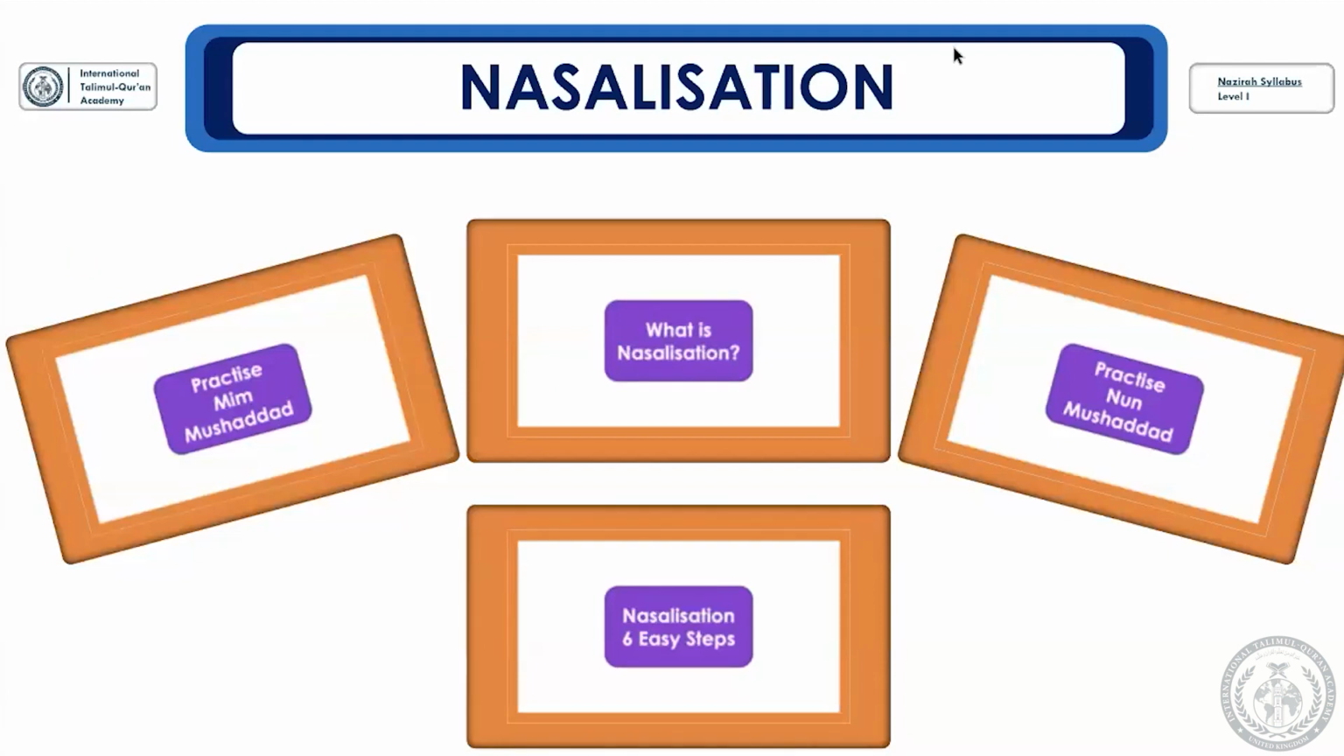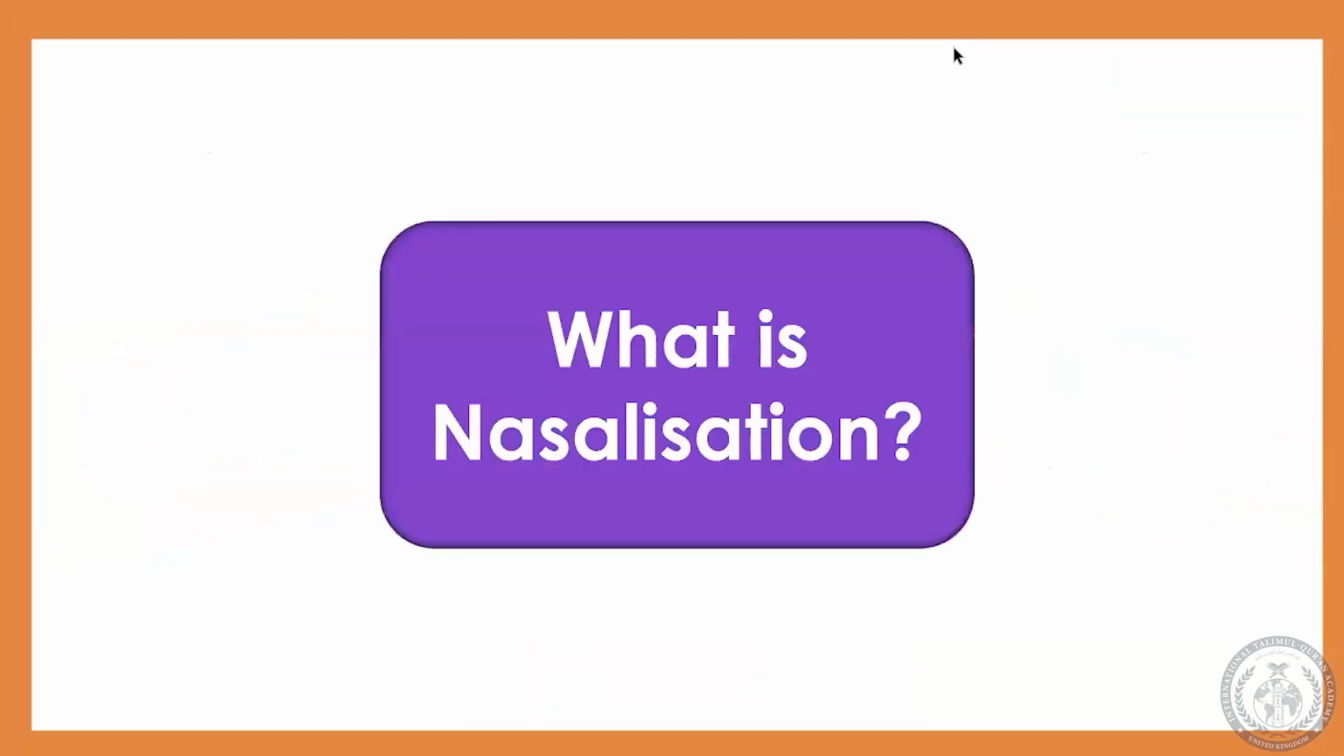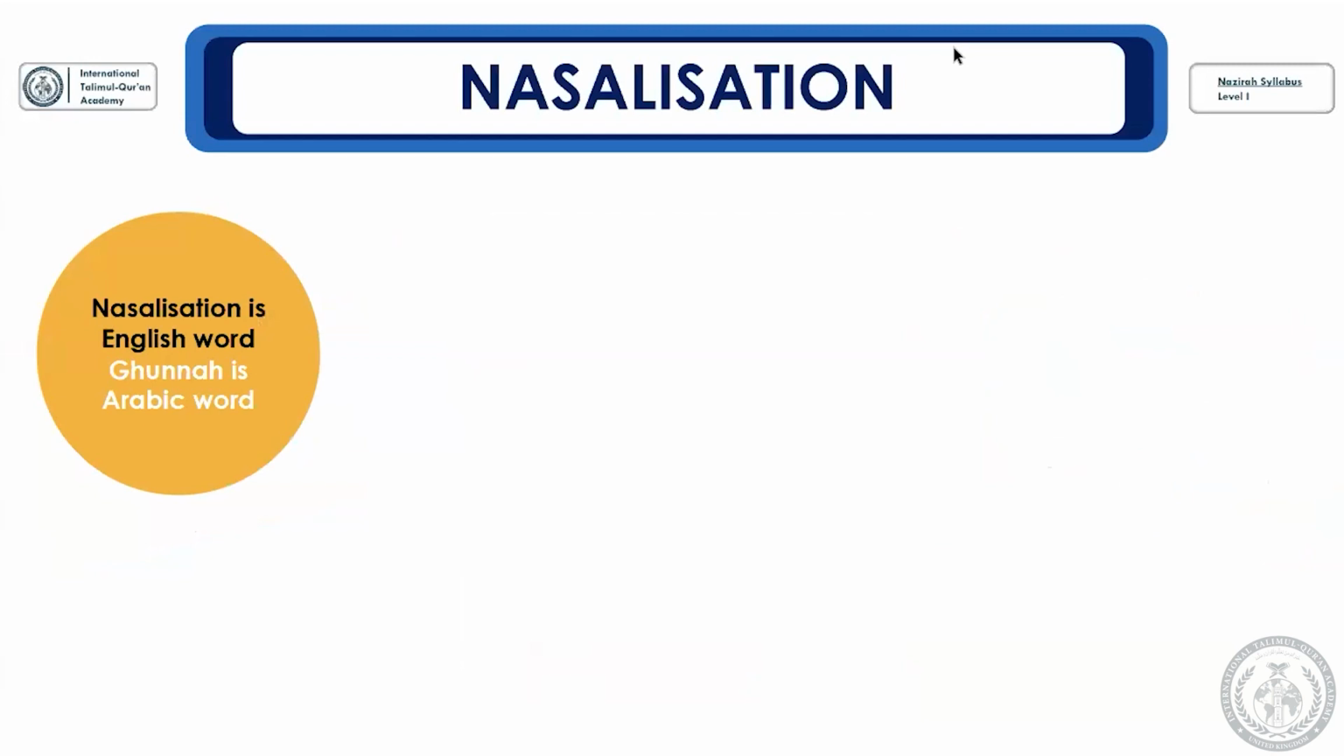All right, so let's have a look at the rule in focus for today. It's nasalization. So today we are going to be looking at what is nasalization. We're going to be practicing the two different types of nasalization, which is Mim Mushaddad and Noon Mushaddad. And we are going to be summarizing at the end with 6 easy steps for you to remember and memorize. Okay, so what is nasalization?